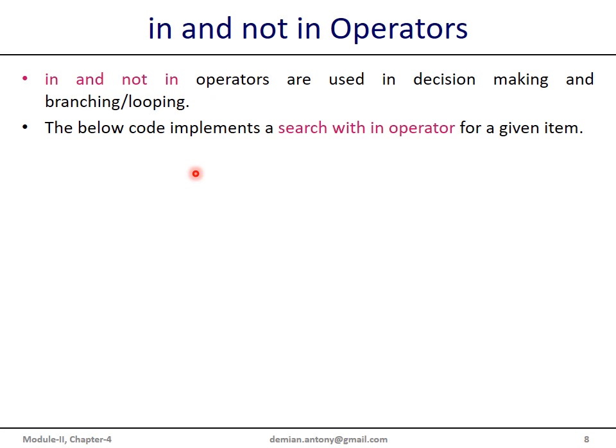Application of membership operators. In and not in operators are normally used in decision making and branching as well as looping. Let us take up a sample code to illustrate the use of in operator in decision making, that is, to search an element in a given list.